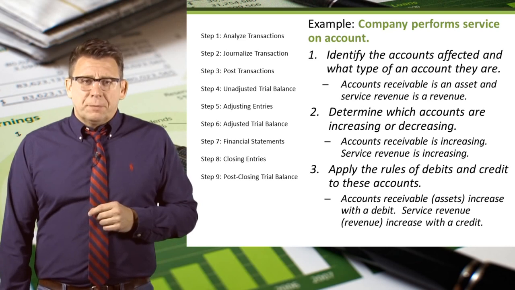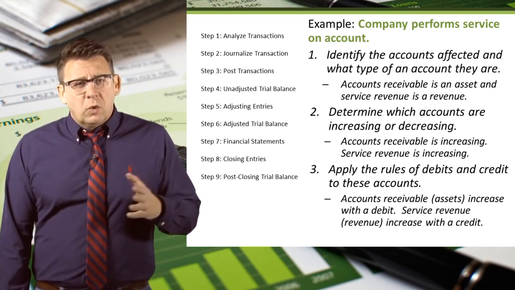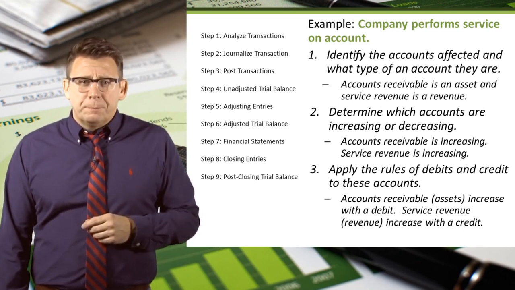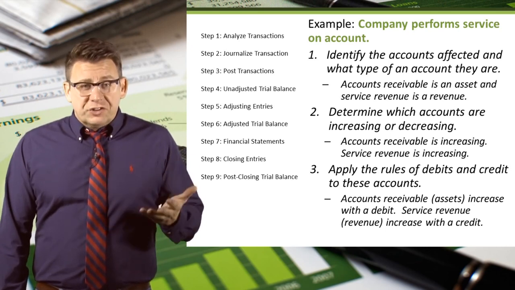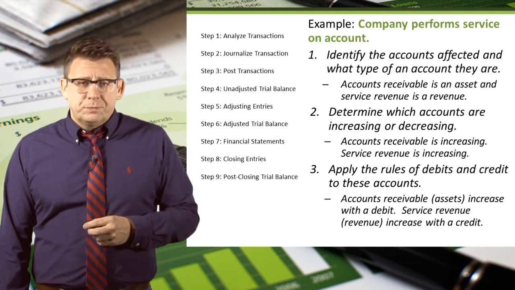Let's look at another example. Company performs service on account. Part one is identify the accounts affected and the type of accounts they are. In this case, the accounts are accounts receivable, an asset account, and service revenue, a revenue account.